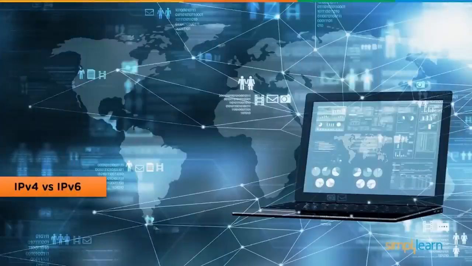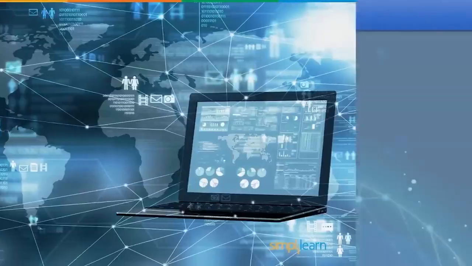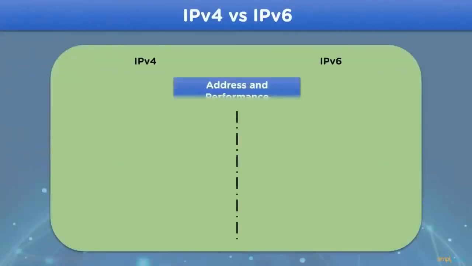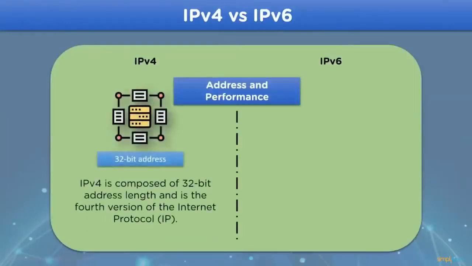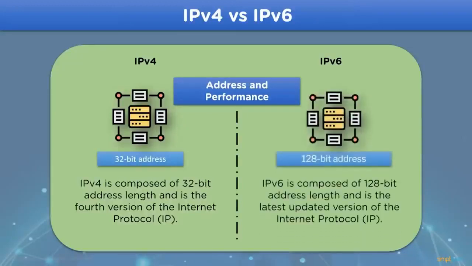Moving on, let's take a look at the differences between IPv4 addresses and IPv6 addresses. This heading would allow us to choose the best IP address for a network. Let's take a look at the first difference, that is address and performance. In accordance with the address size, IPv4 is composed of a 32-bit address length and is the fourth version of the Internet Protocol. For IPv6, the address size is 128 bits long and it is the latest version of the Internet Protocol.